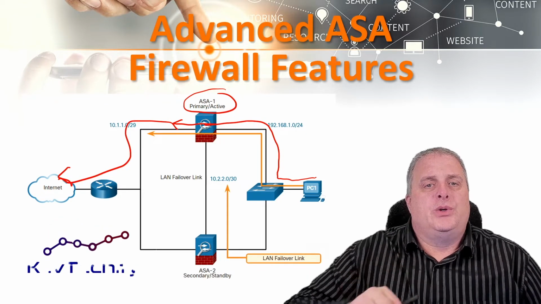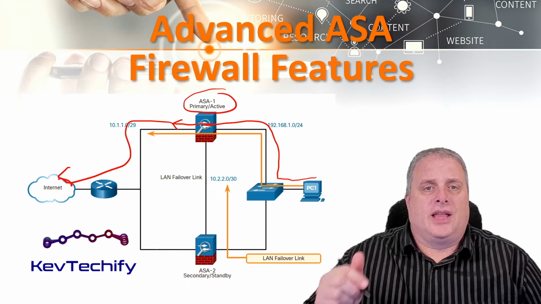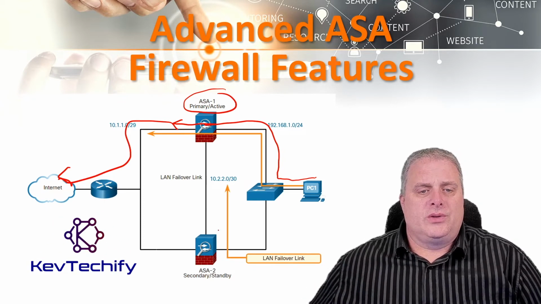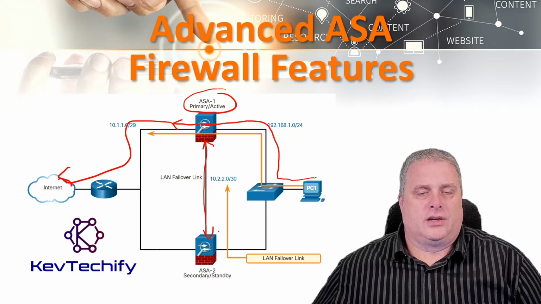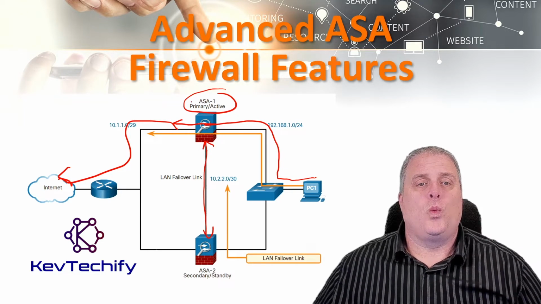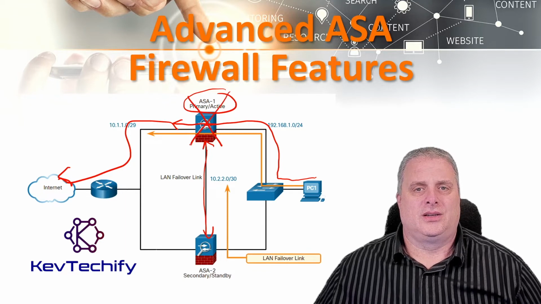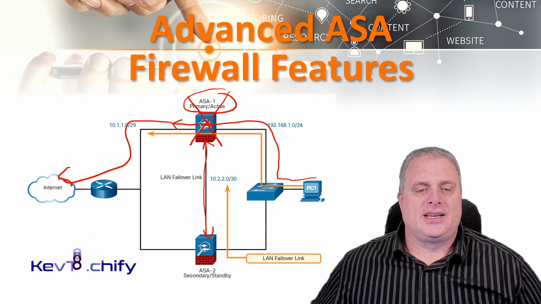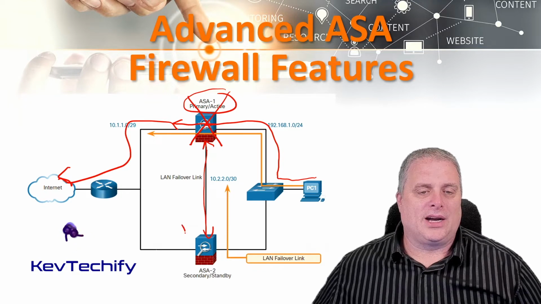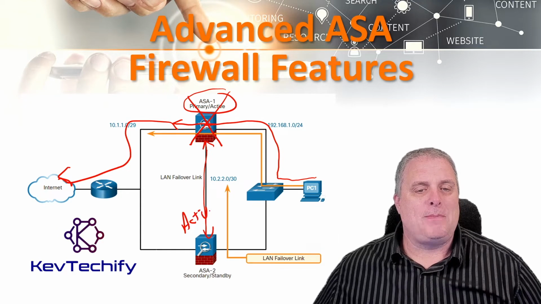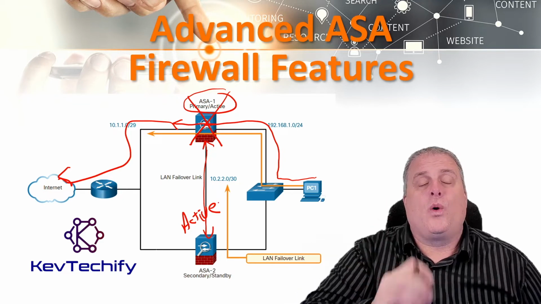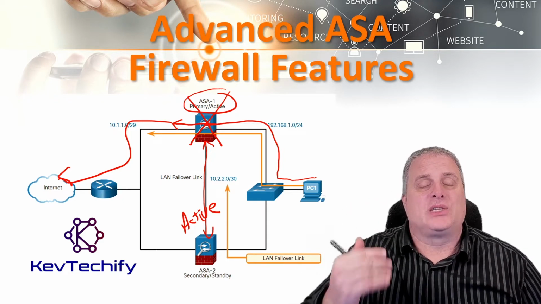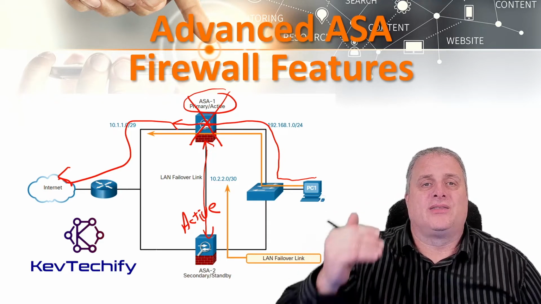ASA1 and ASA2 monitor each other using a LAN failover link. So what they do is they have a connection between them to provide this failover link. If ASA1 fails, ASA2 would then take over and become the active one immediately. So immediately it sees that ASA1 failed, and it then takes over as the primary active ASA.